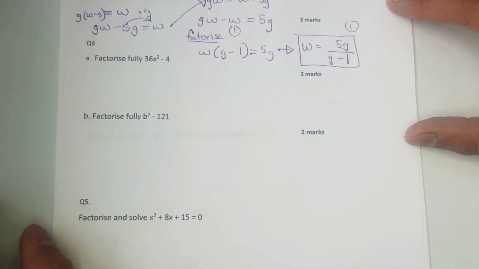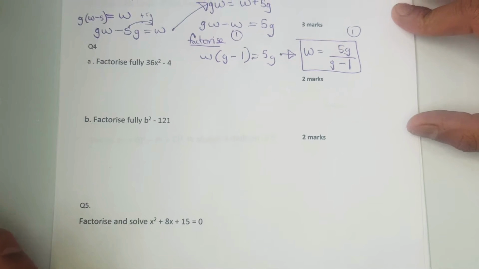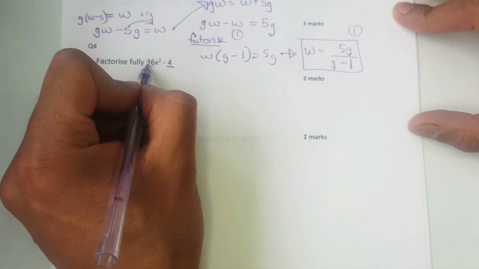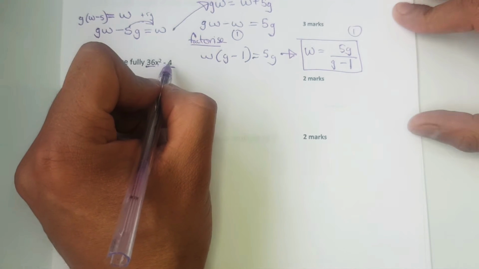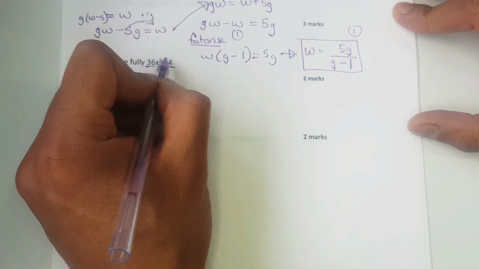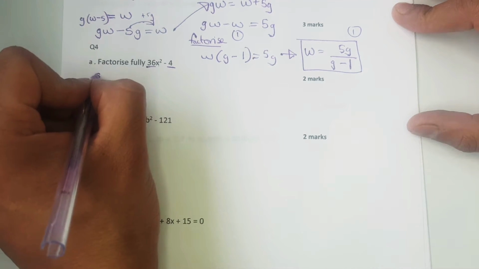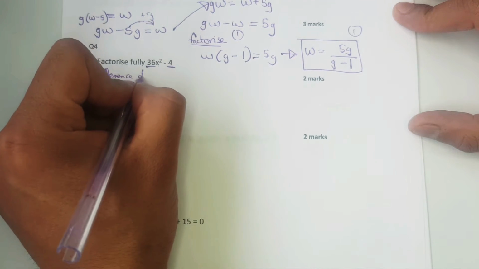Now this one looks pretty simple, but it's quite tricky. First things first, you need to recognize this is the difference of two squares. You have a square there, 6 squared is 36, an x squared there, and a 2 squared, which is 4. So you might have heard of this, a square minus a square. So the difference of two squares.